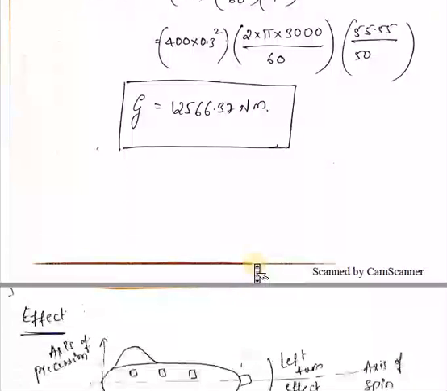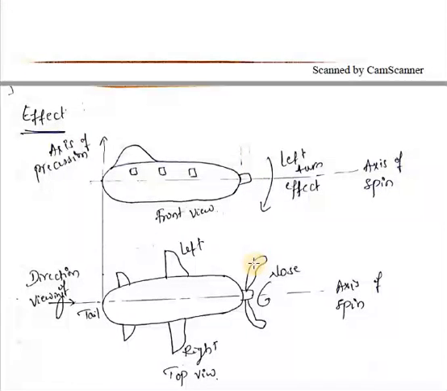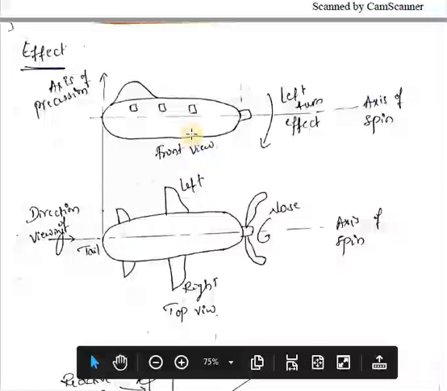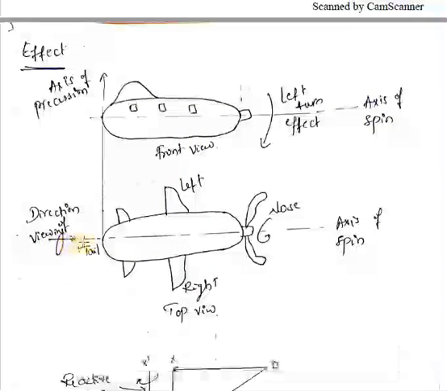To analyze the effect of the gyro couple on the aircraft, it is always necessary to draw this diagram. This is the top view and this is the front view. In this problem, the rotor is rotating in counterclockwise direction when you view from the rear end, that is from the tail. If you view from the front side instead, the rotor rotation will look clockwise.